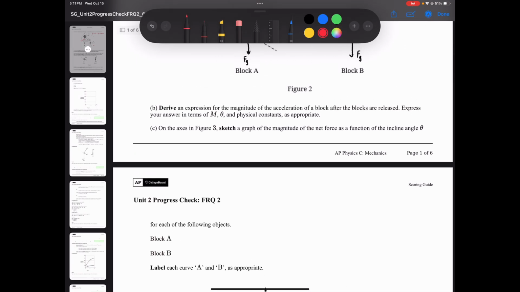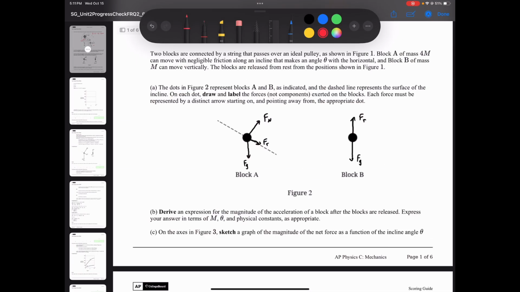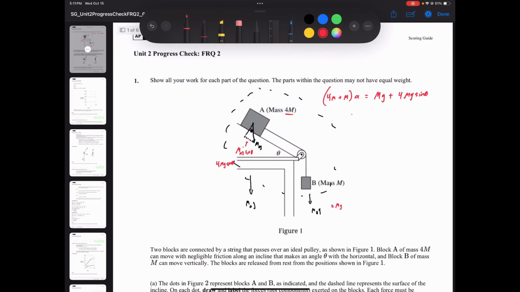So what is it asking for? I've got to find the magnitude of the acceleration. So you have 5ma equals mg plus 4mg sine theta. What I can do is divide everything by 5m. Then I have a equals g plus 4g sine theta, all divided by 5. And that's the answer.